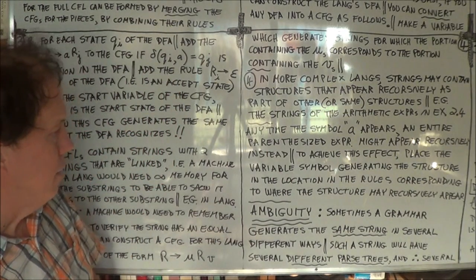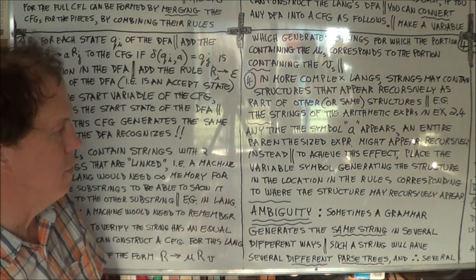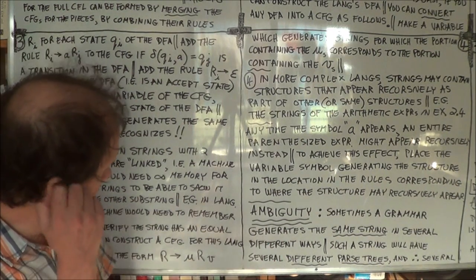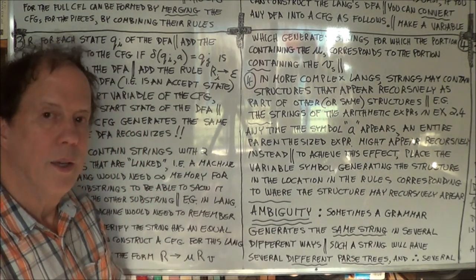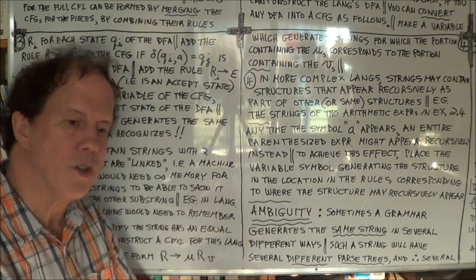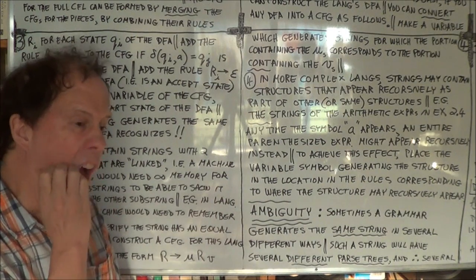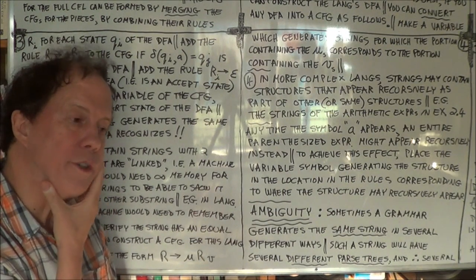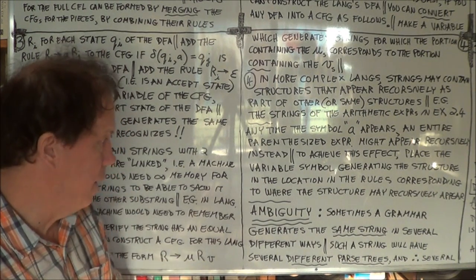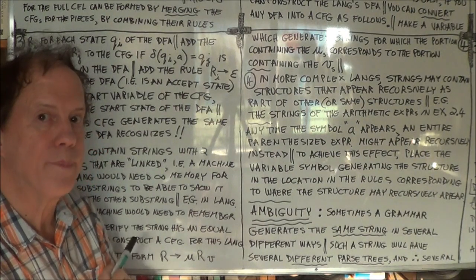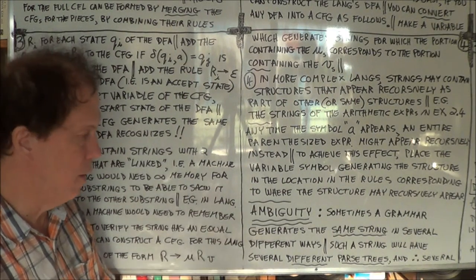Alright, so what is ambiguity in the context of CFGs, grammars? Sometimes you'll get a grammar that generates the same string, but with two different parse trees. So if you have the same string that's generated by two or more different parse trees, that's called ambiguity. So the same string with two or more parse trees, that, by definition, is ambiguity.